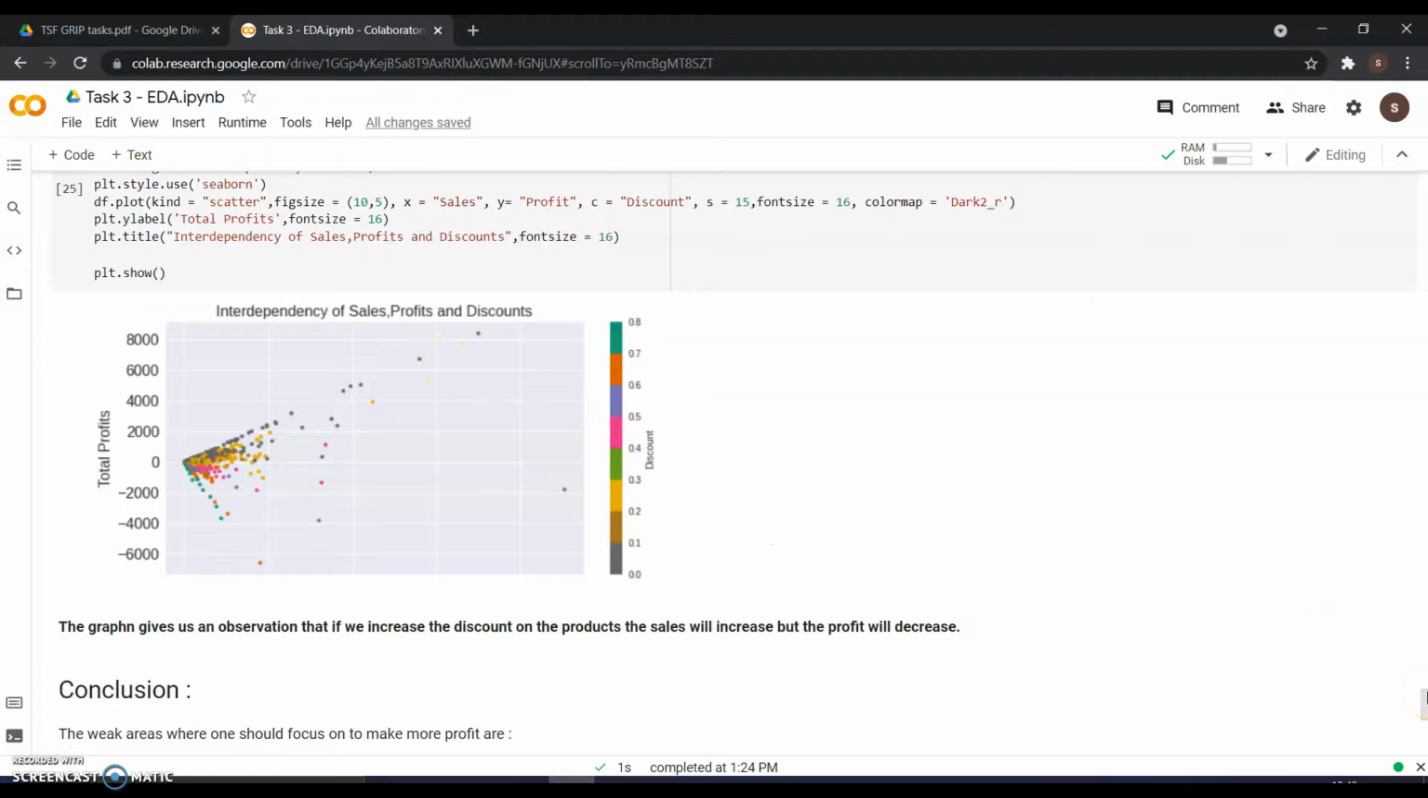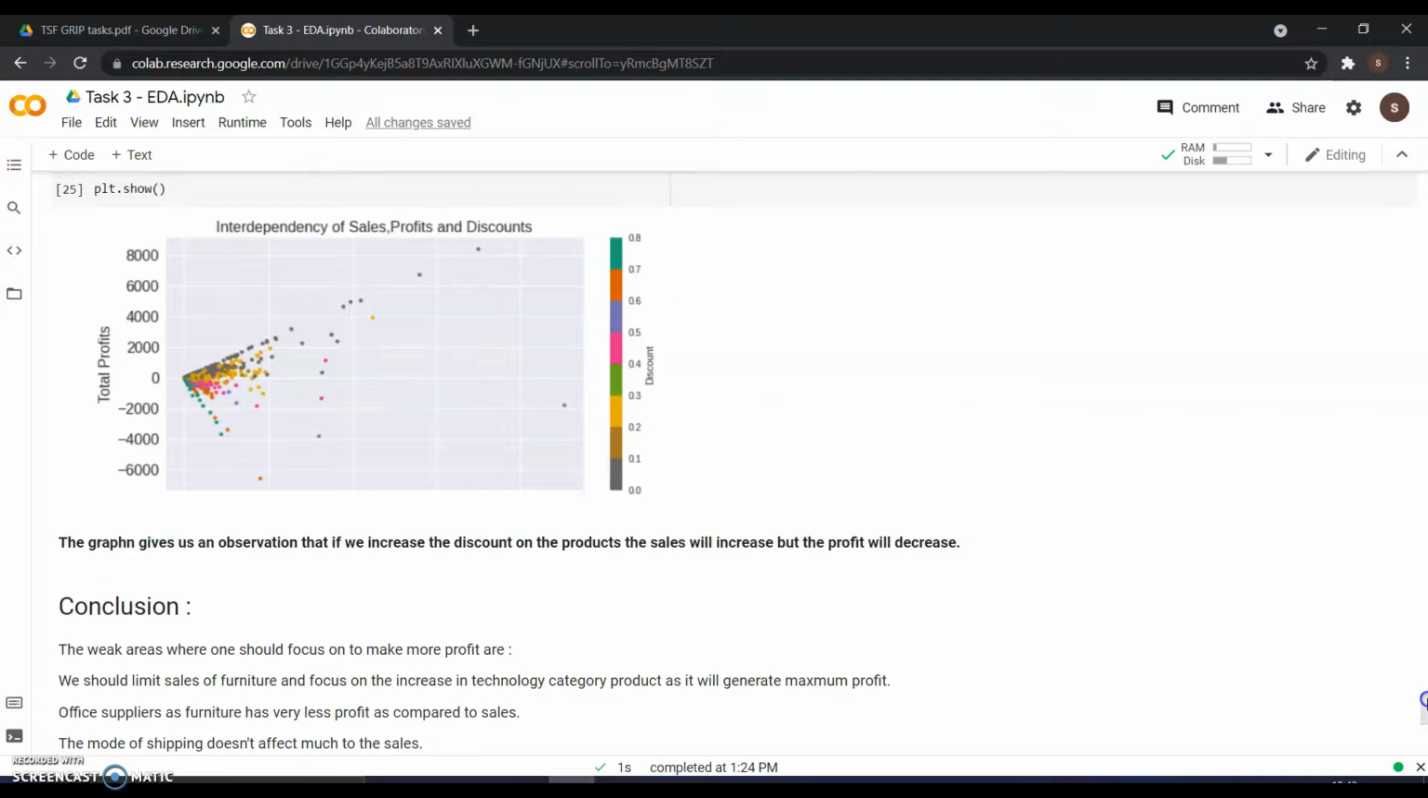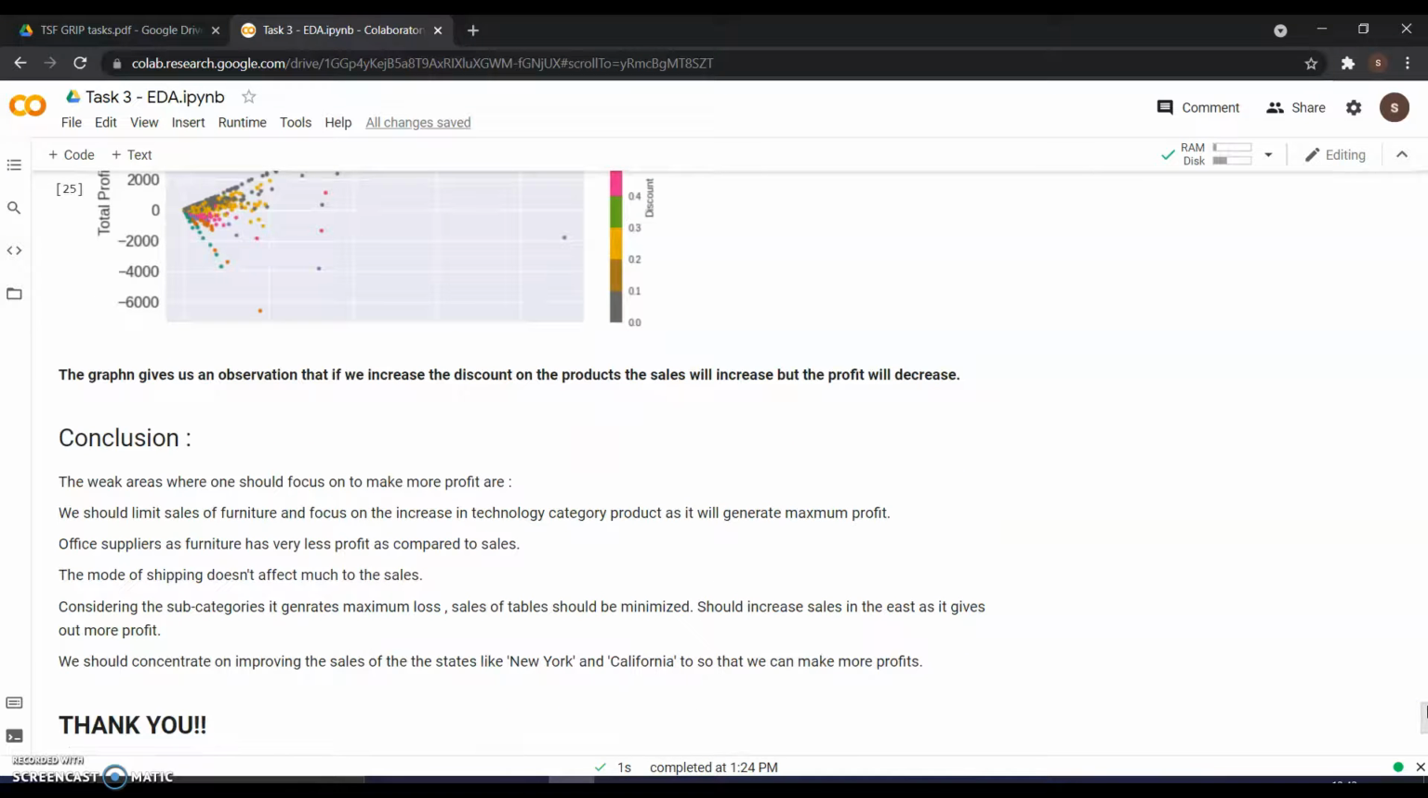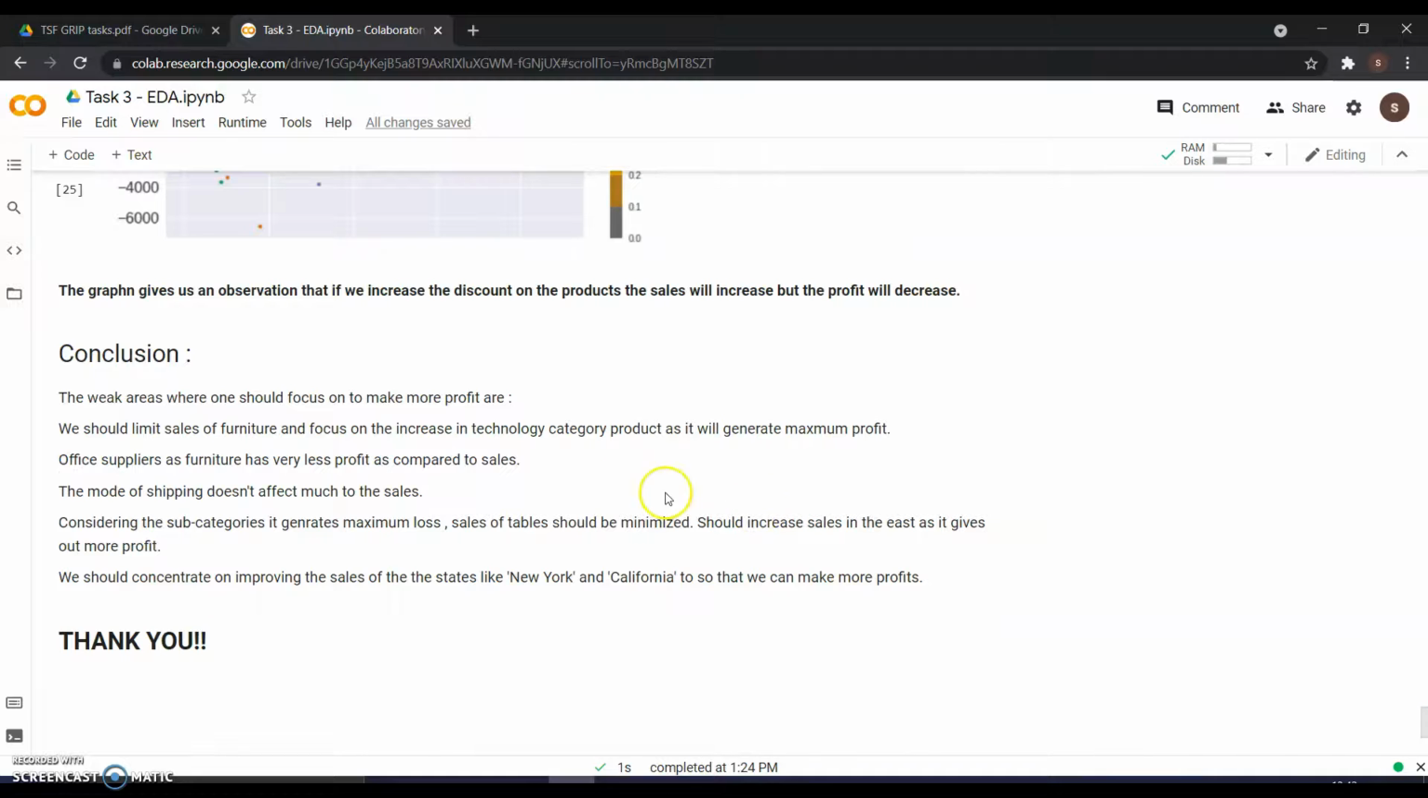And lastly, I would like to conclude this EDA by pointing out the weak areas so that we can increase the profit. We should limit sales of furniture and focus on increasing the technology category products as they will generate maximum profit. Then for office supply, as with furniture, there is very little profit compared to the sales. Then the mode of shipping does not affect the sales much. Then considering the subcategories, it generates maximum loss.